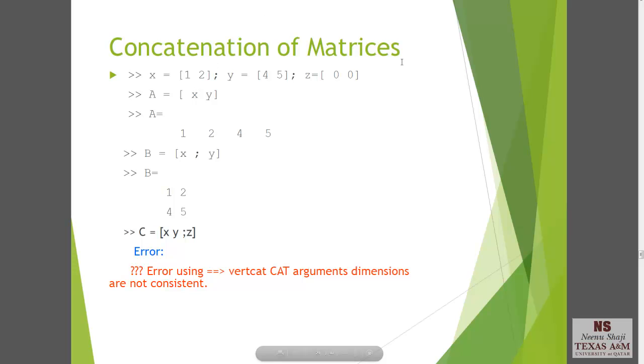Concatenation of matrices, which means joining two vectors or joining two matrices together. You have x and y and z. These three are vectors. If you put x and y together, you have a new row vector, 1, 2, 4, 5. If you put x semicolon y, the 1 and the 2 will come in the first row, and then the y, which is 4 and 5, will go to the next row. But if you try xy semicolon z, you will get the error saying vertical cat dimensions are not consistent.